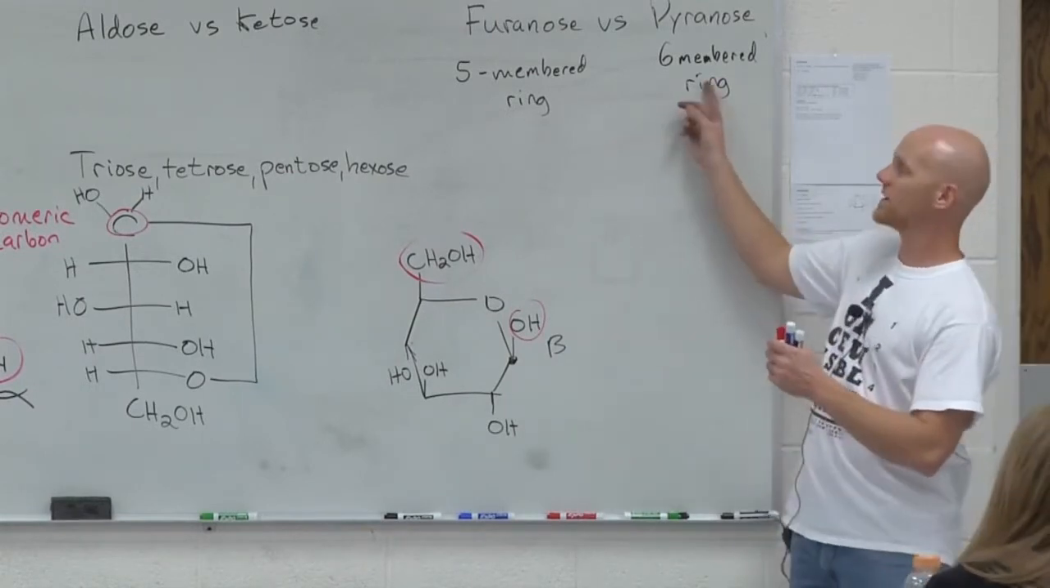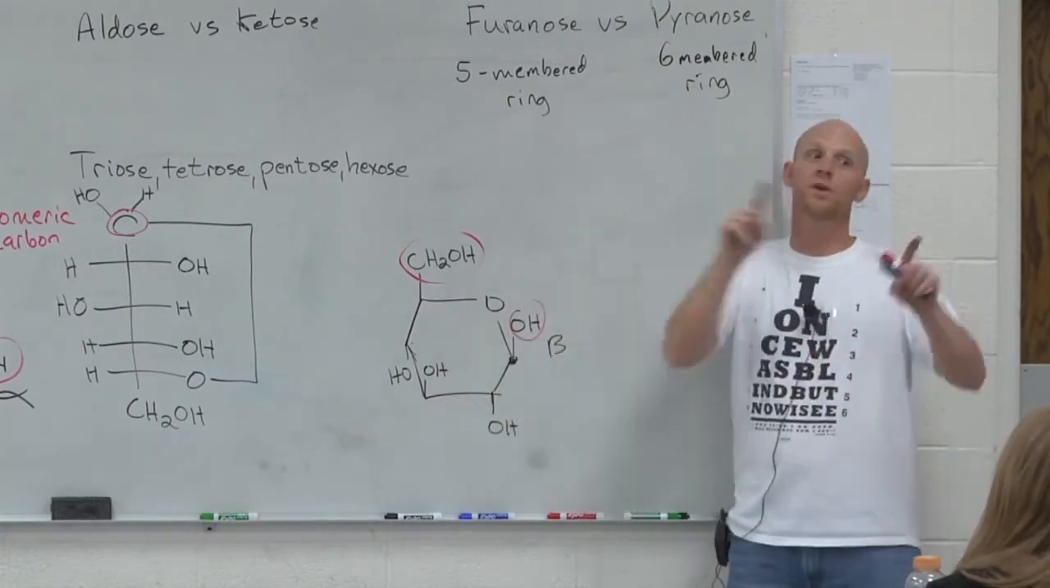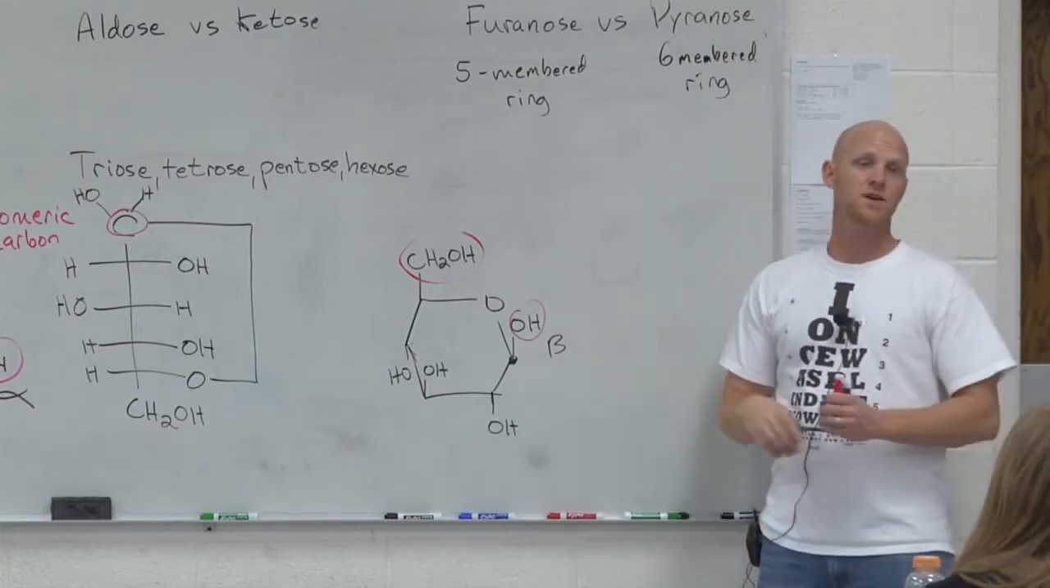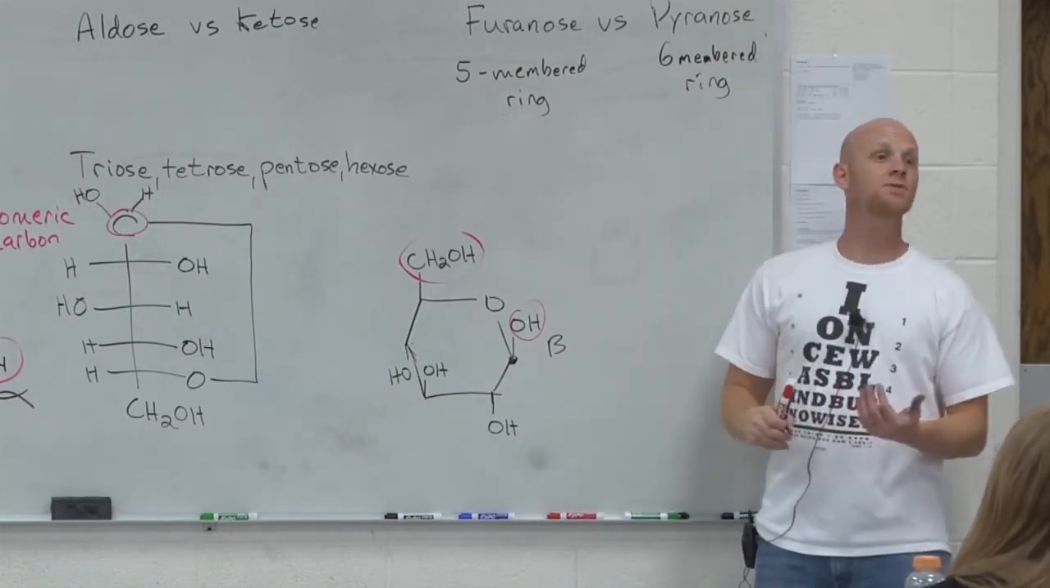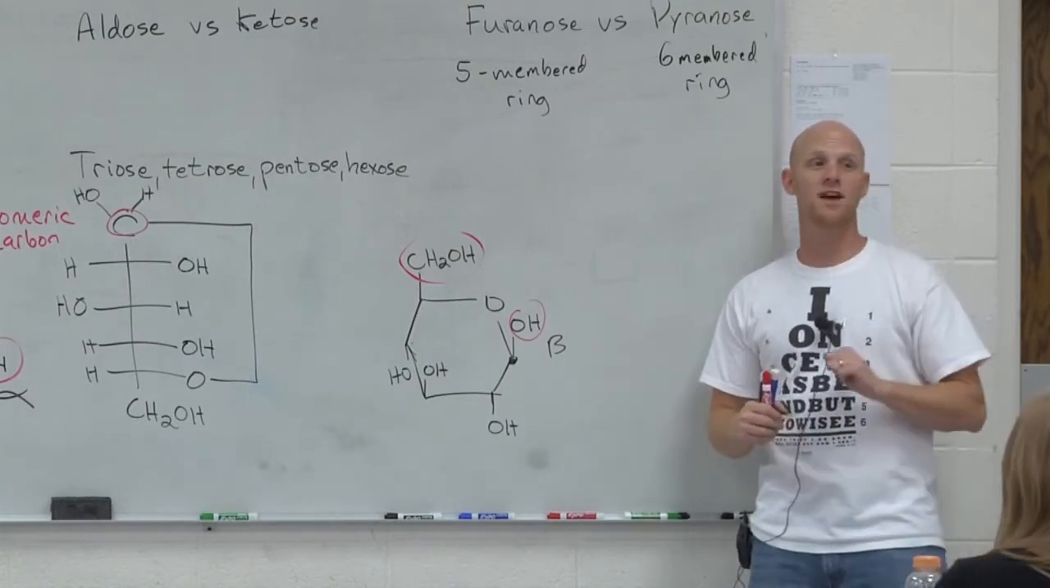Good. One of the members is always oxygen. So in this case, how many total atoms are in the ring, including the oxygen? 6. So this would be considered a pyranose with glucose. We'll see the most common cyclized form of fructose in a little bit is actually a furanose, a 5-membered ring. But yes, oxygen does count as one of those members.